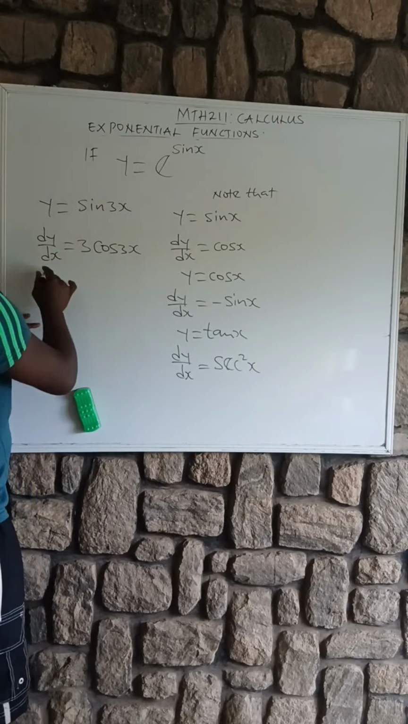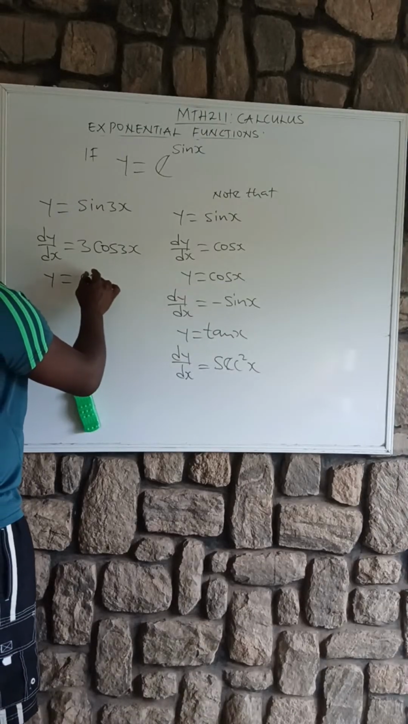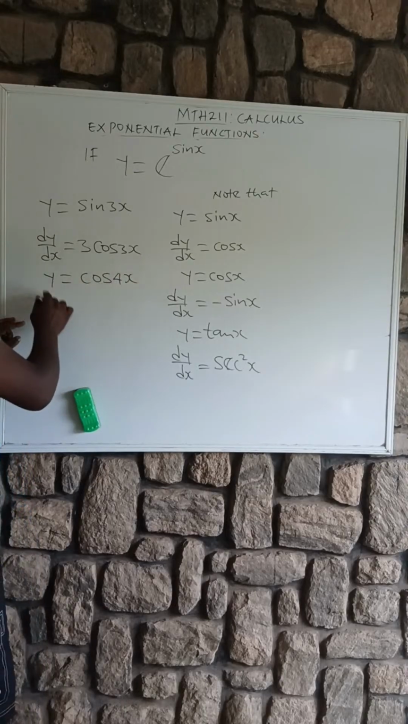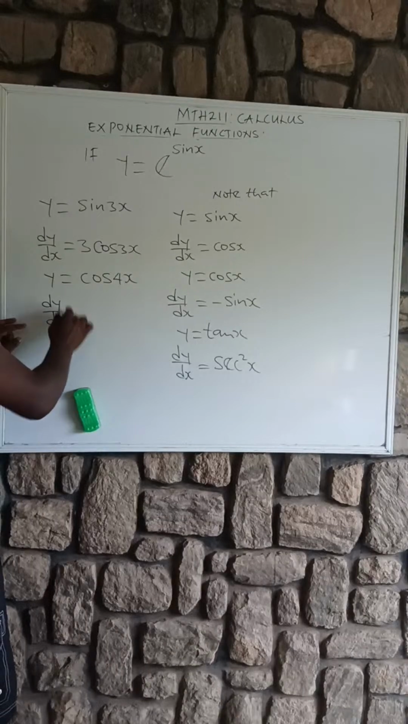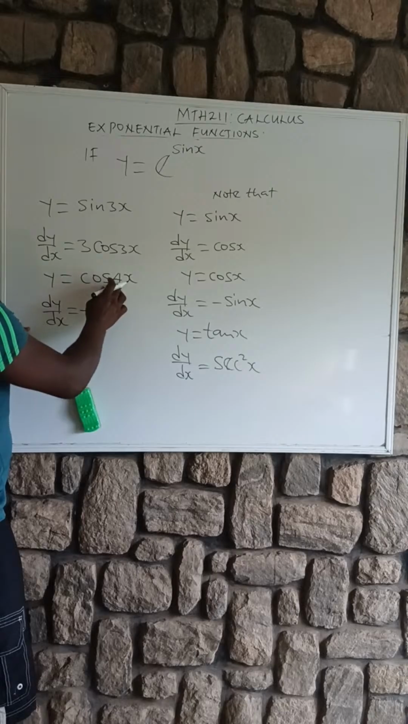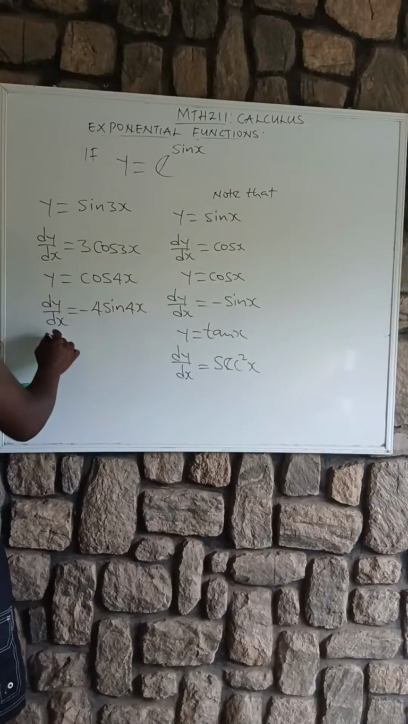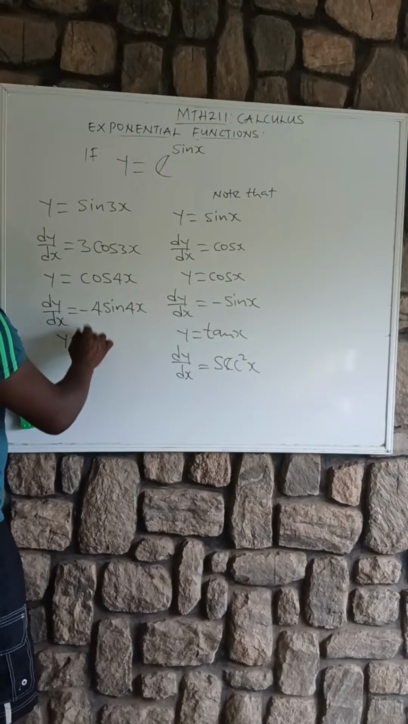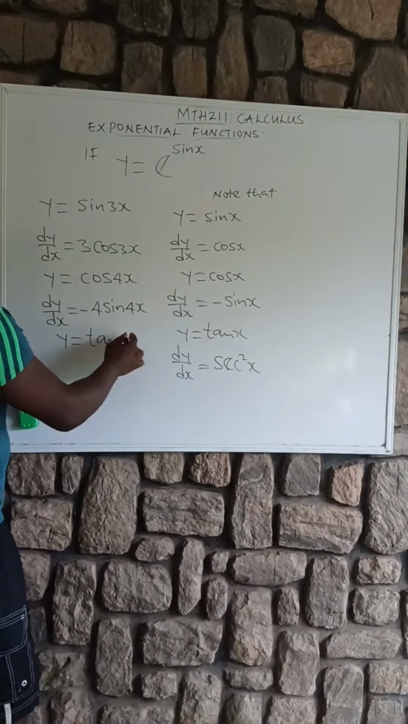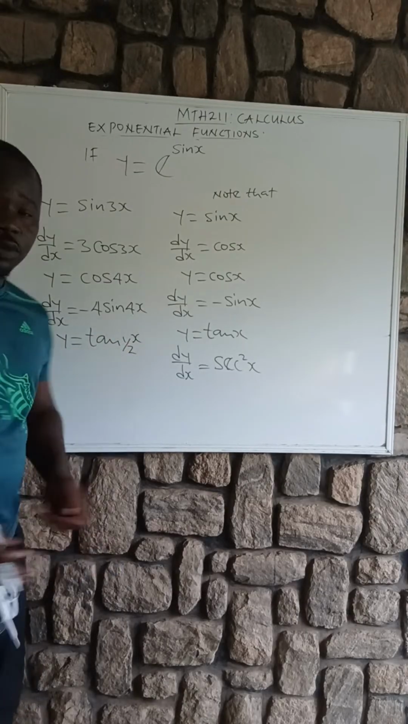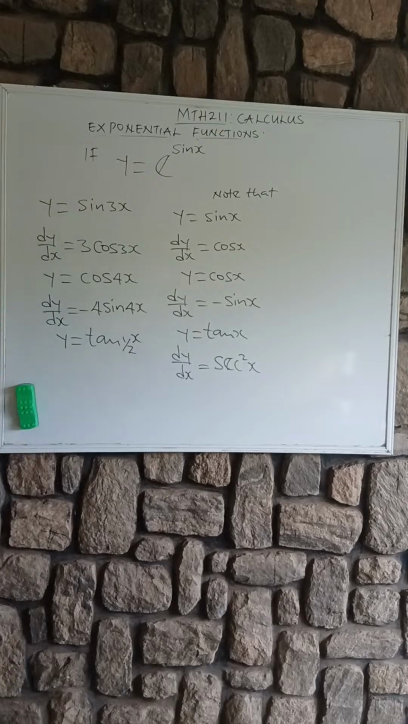Likewise, if y equals cos 4x, it is the same thing as you differentiate cos x. What you get is minus, so it's going to be minus 4 sine 4x. Then the same thing is applicable if we have y equals tan of 1 over 2x. If you differentiate tan x, what are you supposed to have? Look at the board very well.